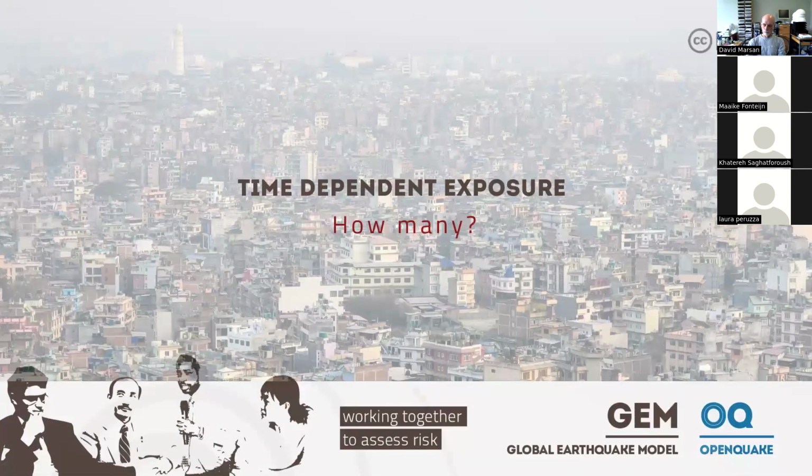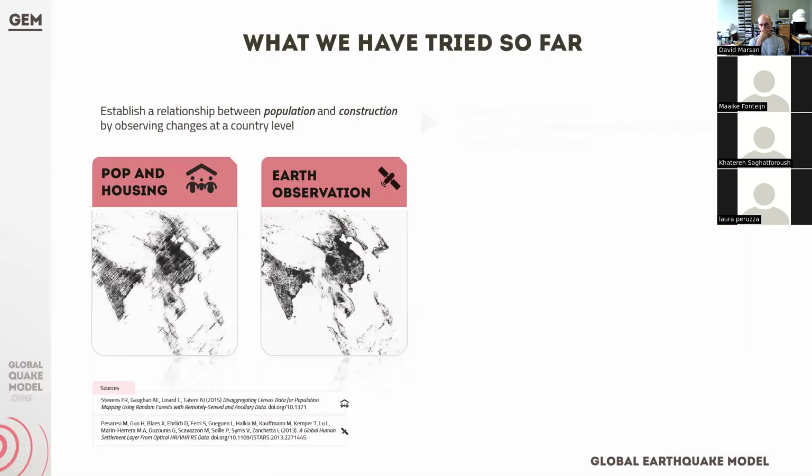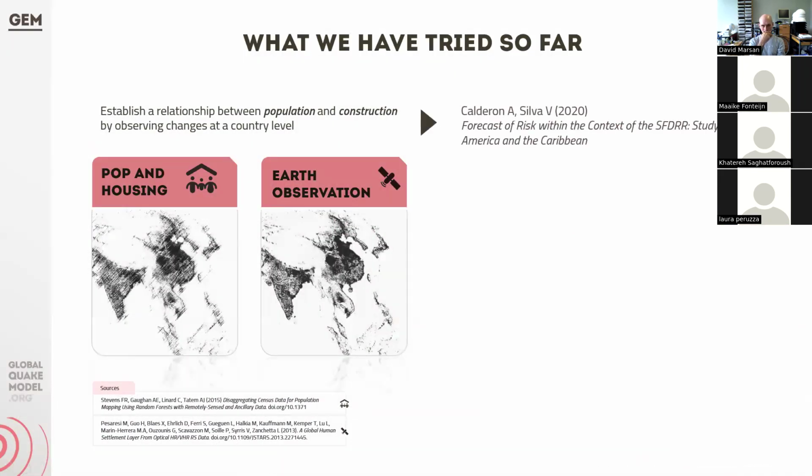So if we start thinking about the exposure component and we think, well, how many, we're trying to answer this question. As I was telling you, we might be tempted to think, well, let's just add more people to our models and that's it. But we need to understand where they are. We also need to understand if more people translates into more buildings, right?